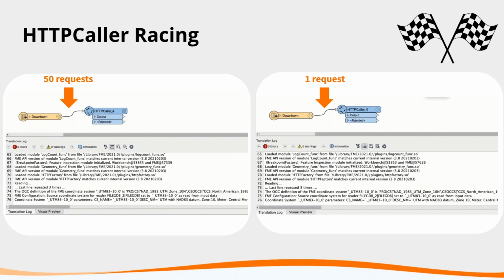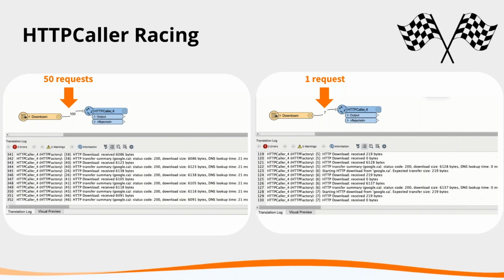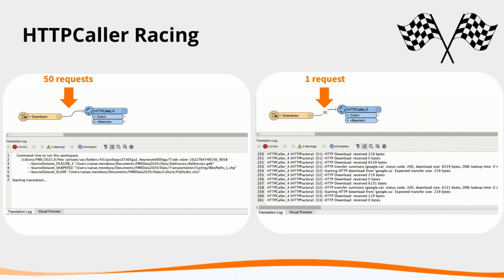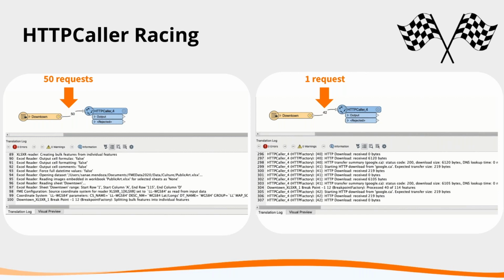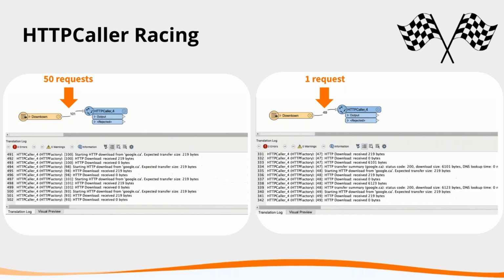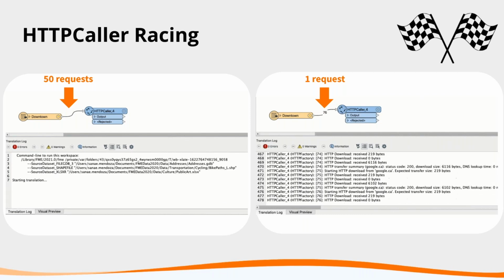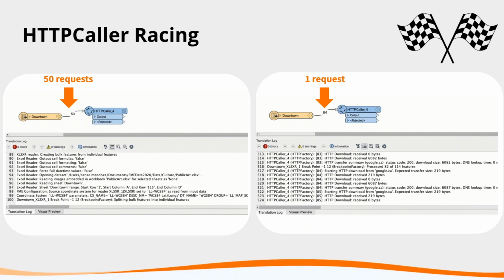So here we are processing just over 100 features in our workspace. On our left, we have concurrency set to 50. As you can see on the feature count number, these requests are completed in batches of 50 quite efficiently. On our right, concurrency is set to 1, so only one feature enters and exits the HTTP caller at one time, and this will take a lot longer to do.